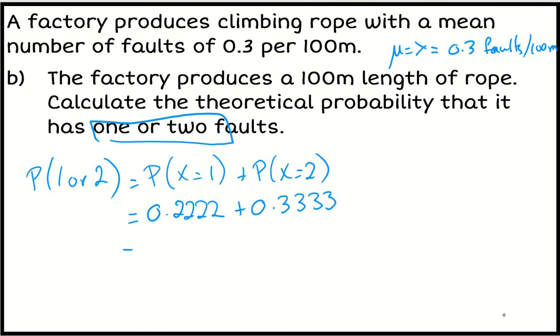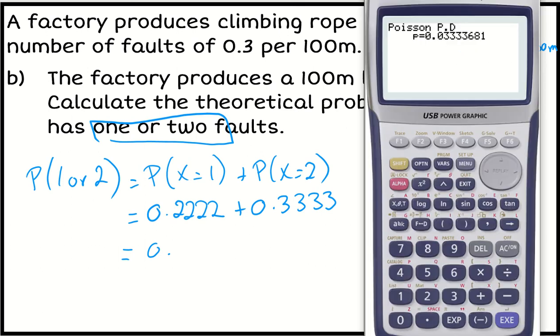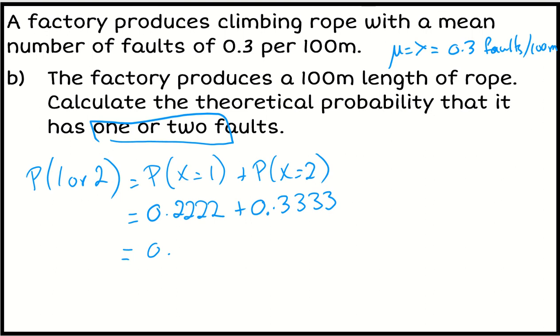So I'm going to add those together because "or" means to add. And that will give me... Oh, hang on, did I write that number down right? 0.03, sorry, I've forgotten a decimal in there. 0.03. So that will give me 0.2555 to 4 decimal places. So "and" is to multiply, "or" is to add.